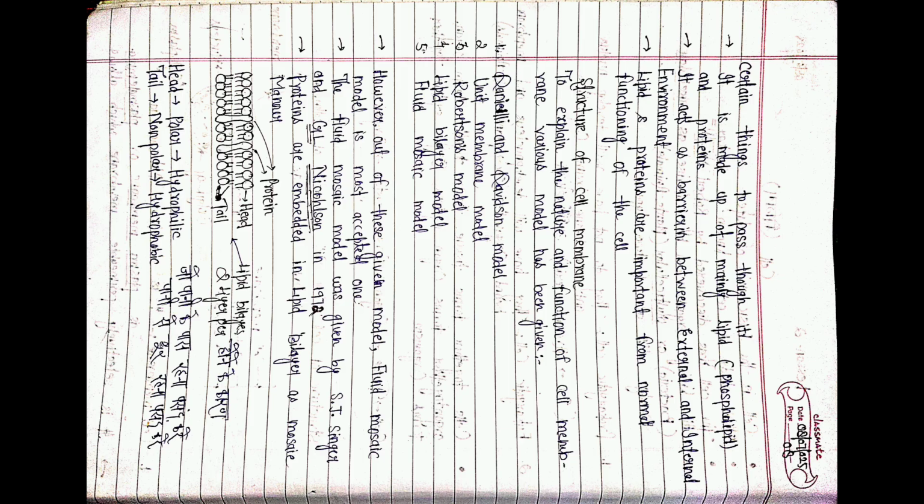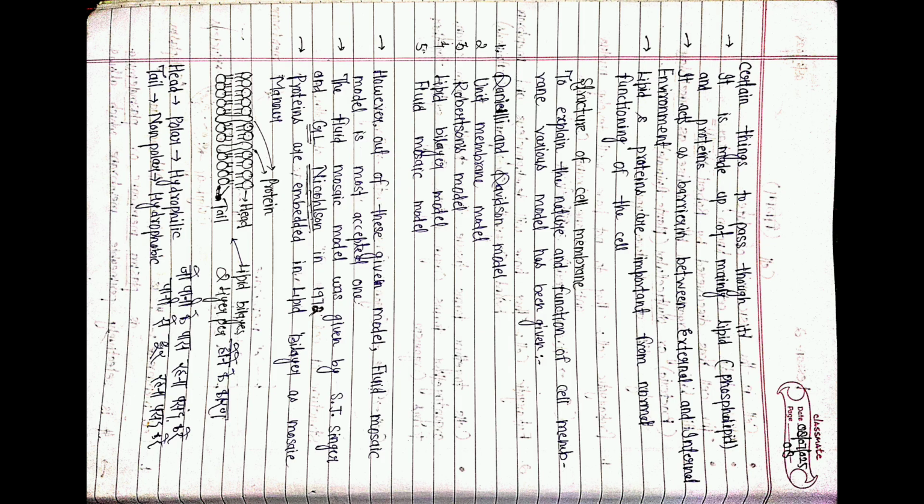It allows certain things to pass through it. It is made up of mainly lipid, phospholipid, and proteins. It acts as a barrier between the external and internal environment. Lipid and proteins are important for the normal functioning of the cell.